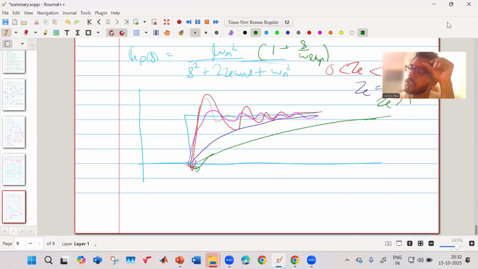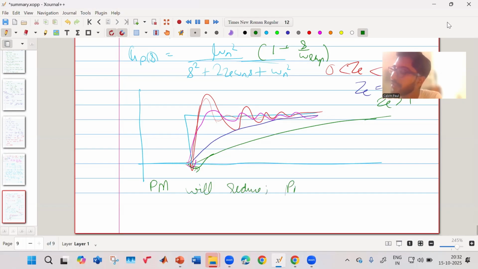And your omega RHP, what it does is it reduces your phase. It adds gain, but it reduces your phase. And that is actually not good, because when your phase is reduced, your phase margin will reduce. And your phase margin is linked to stability.